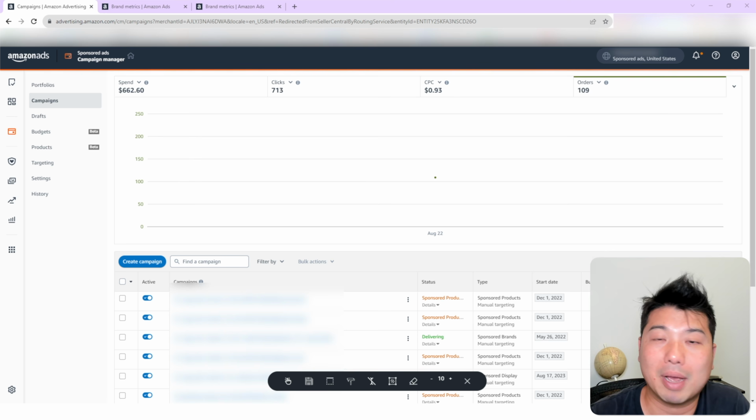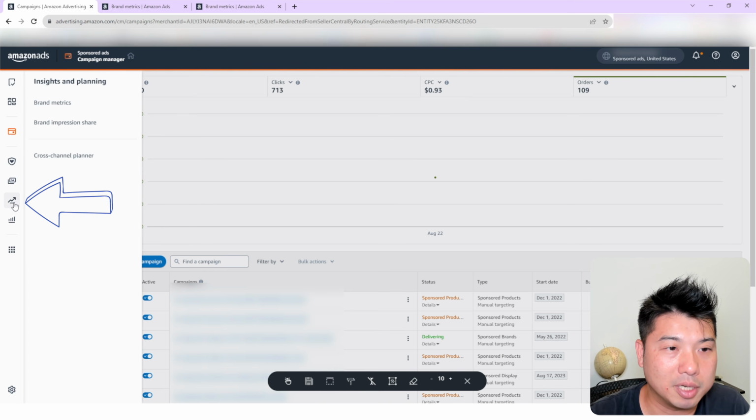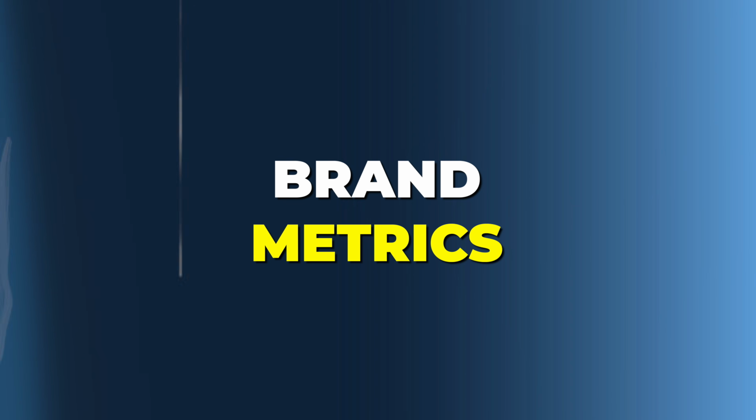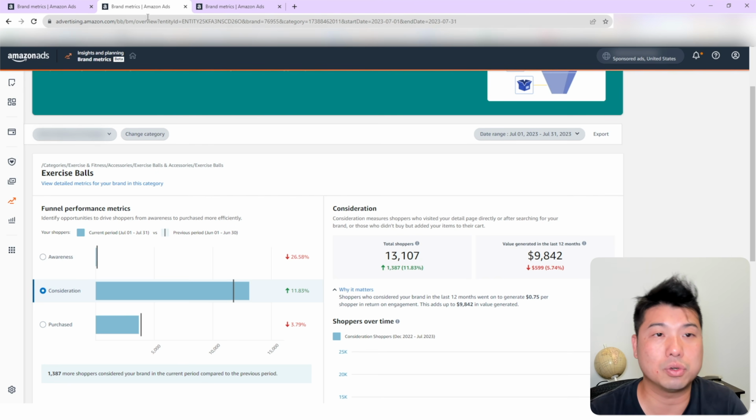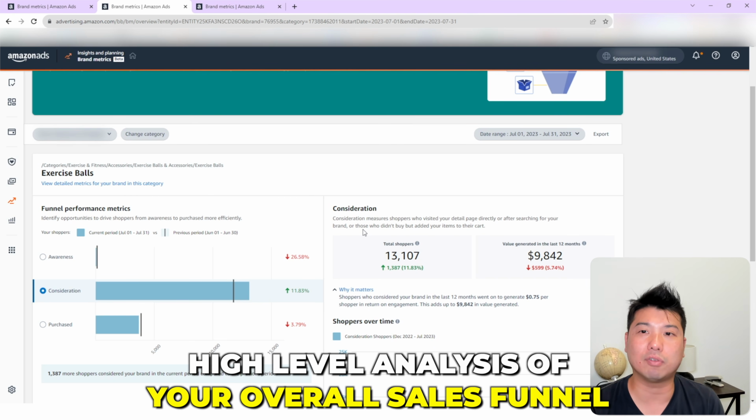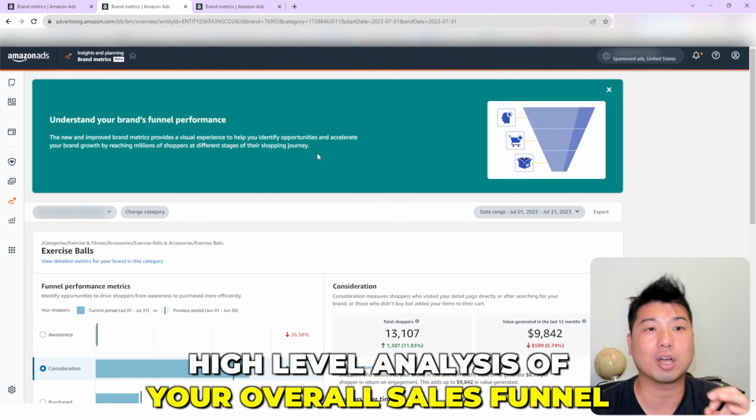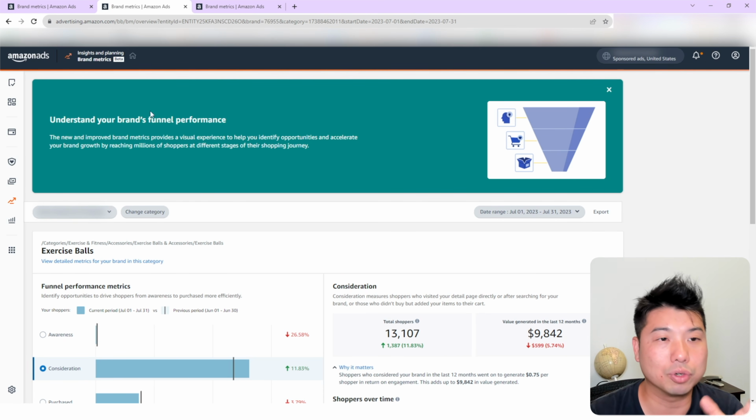Okay, so I would like to direct your attention in your Amazon advertising console to this particular new reporting. That's under Insights and Planning, and that would be the Brand Analytics. Once you're in the Brand Metrics, you'll get into a screen that looks like this. This gives you a high level analysis of your overall sales funnel, right? So you can see what it says here.